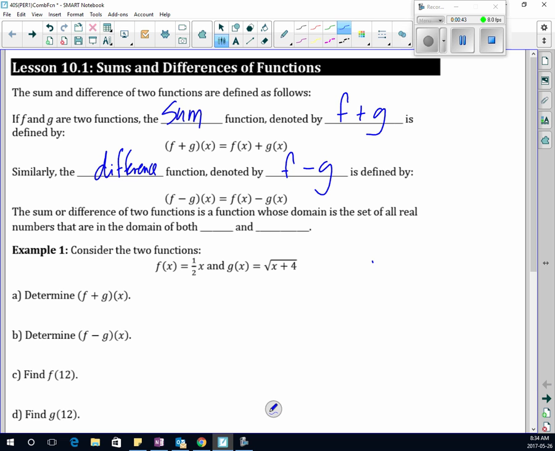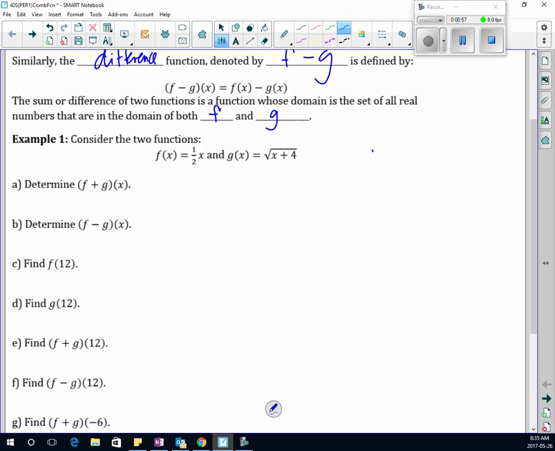The sum or difference of two functions is a function whose domain is the set of all real numbers that are in the domain of both f and g. Okay, so here's two functions. What is f of x? What kind of function? A line. What about g of x? Square root. So we are going to figure out a new function by adding the two together.